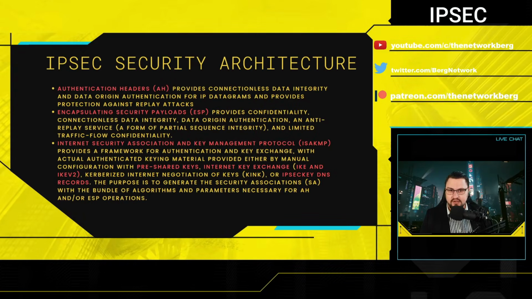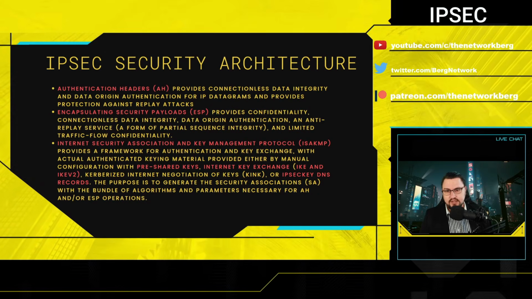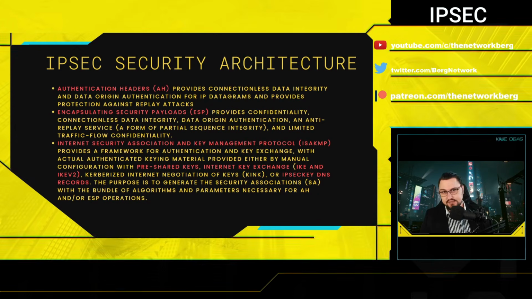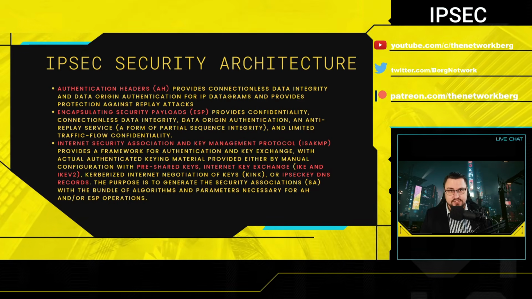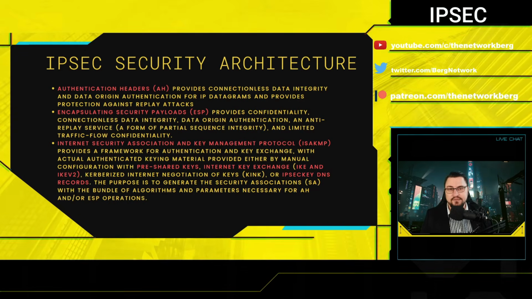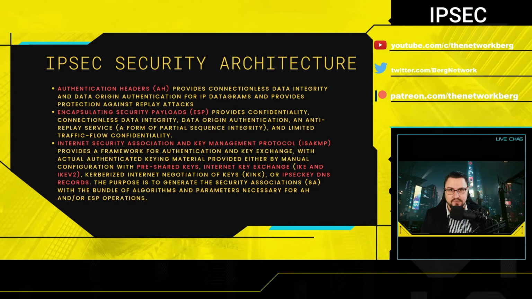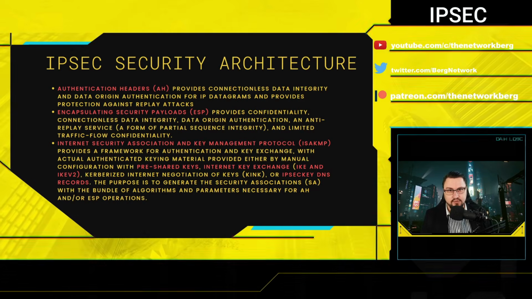Now I just want to talk about the IPSEC security architecture, and this is just the components that make IPSEC work. Firstly, we've got authentication headers, which is just a header that gets slapped on top of your IP headers, and when you send that to your destination, it's there to make sure that the authentication is correct between you and your peer.